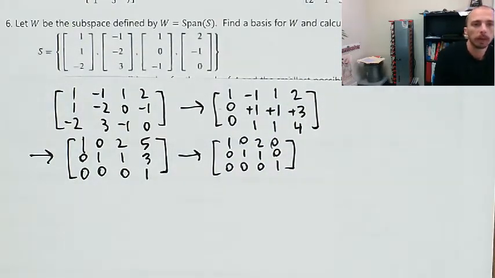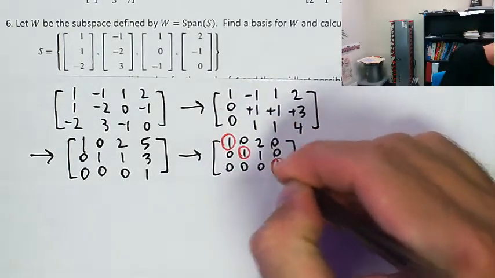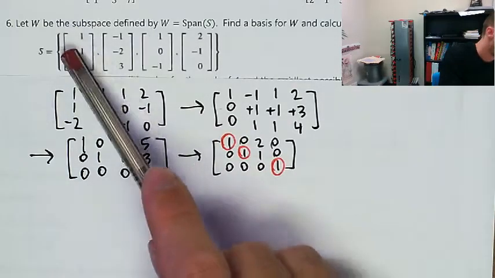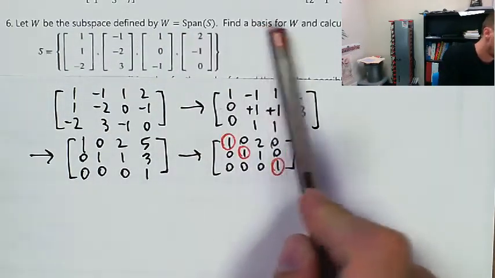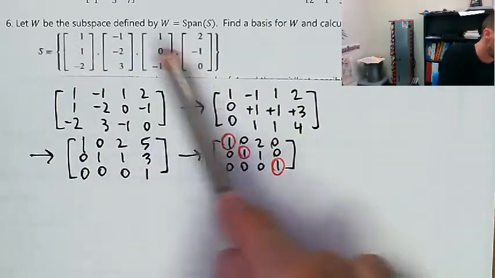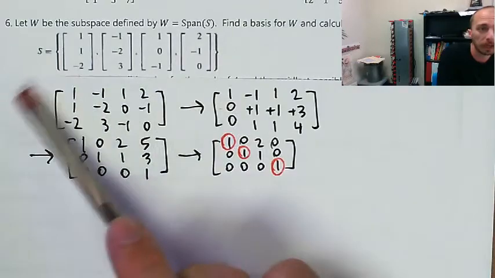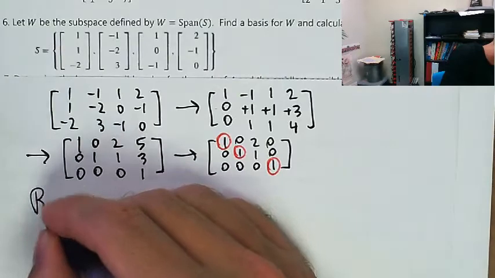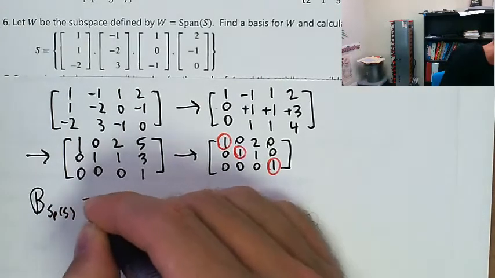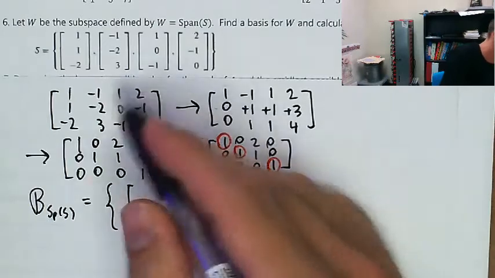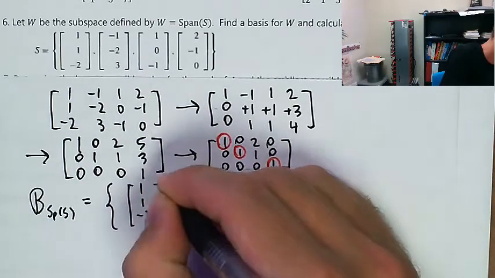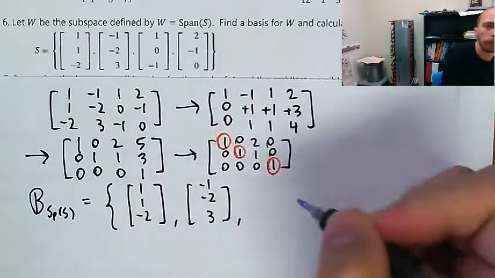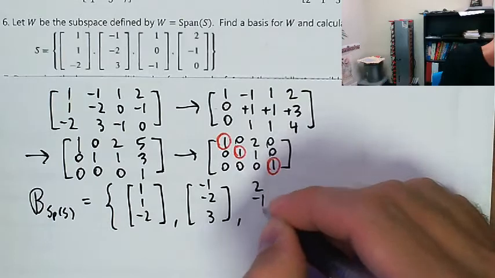Okay, meaning my pivots are here and in the fourth column. So my three independent vectors are vector 1, vector 2, and vector 4. A basis for W is going to be that independent set that still spans the same as, has the same span as original S. So the basis for the span of S is going to be the set that has vector 1, vector 2, and vector 4. That's 2, negative 1, 0.